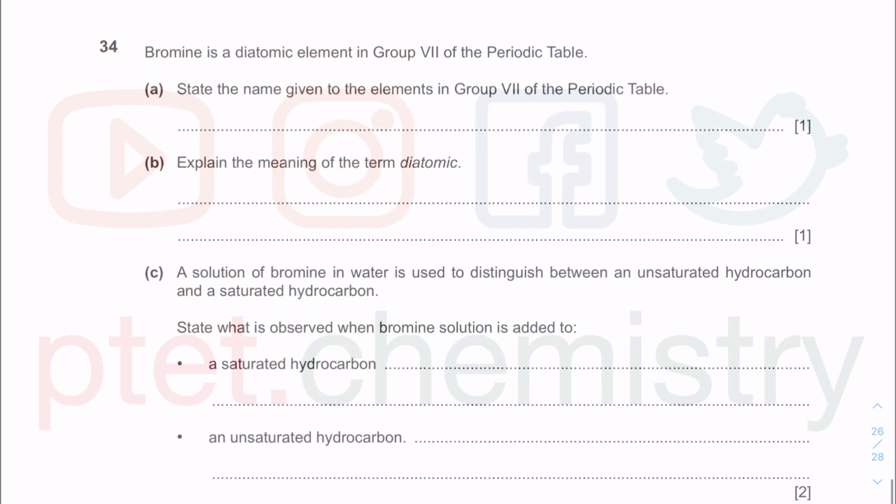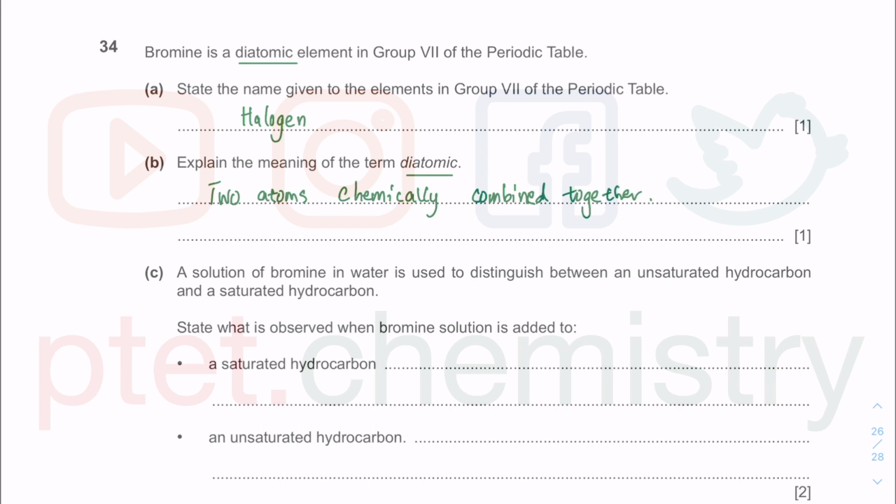This is the last question that we'll do for this group 7 tutorial. This is on bromine, diatomic again. So what is the name given to the group 7 elements? It is halogen. What is meant by diatomic? It means 2 atoms chemically combined together. In this case, they are forming a covalent bond because they are sharing electrons between non-metal and non-metal.